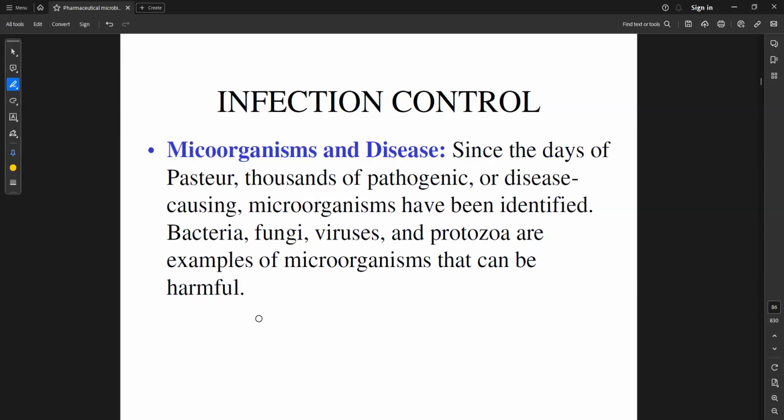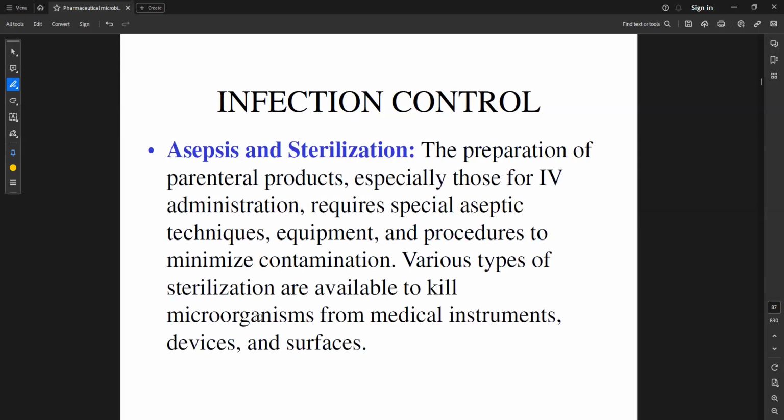So microorganisms and disease. Since the days of Pasteur, thousands of pathogenic or disease-causing microorganisms have been identified. These are not limited to bacteria. These include, but are not limited to, bacteria, fungi, viruses, and protozoa.